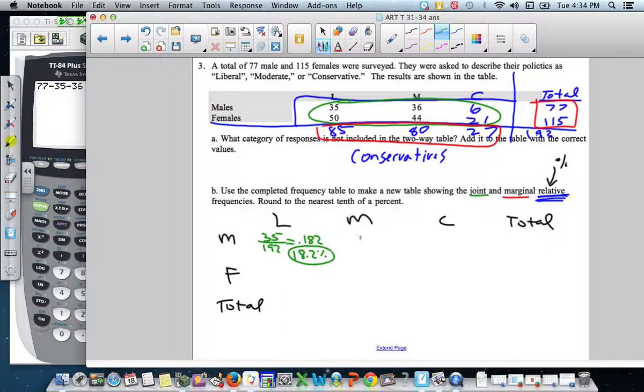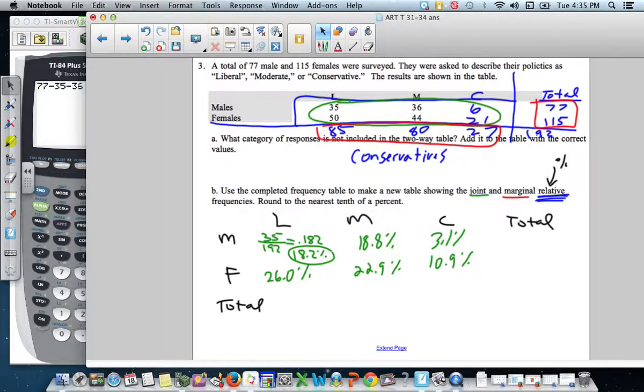Doing that for all the others, these are the percents you would end up with for the joint relative frequencies. Now you could add these up to get the marginal ones as well, or you could just divide the totals here, like 77 divided by 192 should give you 40.1%. That's probably a more precise way. Otherwise, if you add these rounded percents, you might be a little bit off. And by the way, they should total 100%.